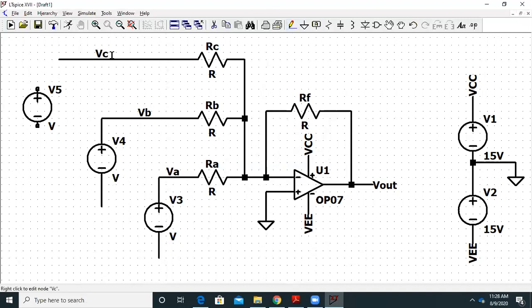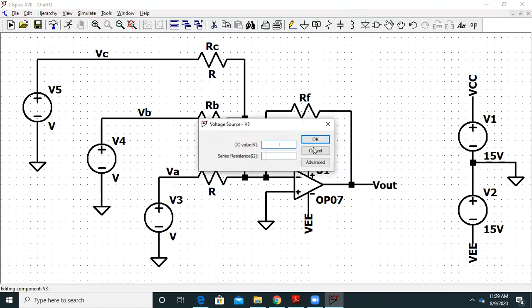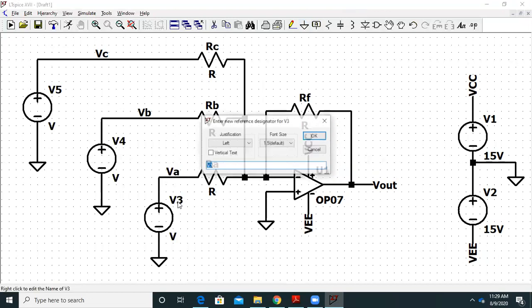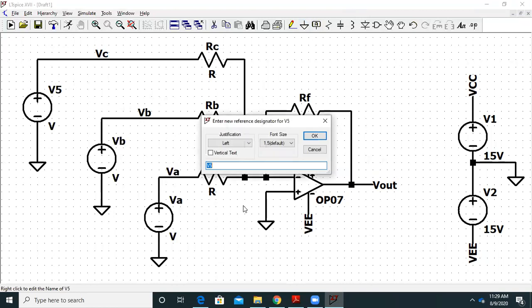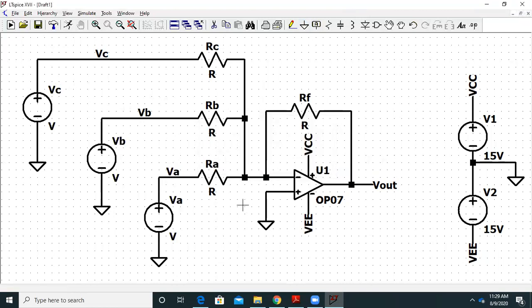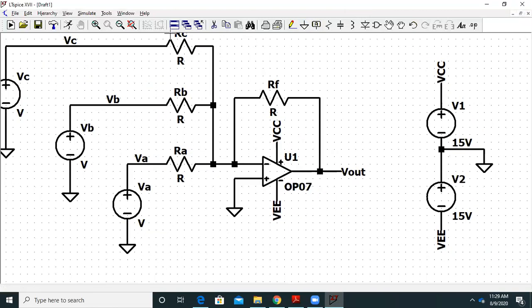So I will do the last power supply connection, that is the input source. Here is the ground for all three. Okay, so now we are ready to work. We can rename them as VA so that it looks similar, and this will be VB, and this will be VC. So our circuit is ready and ready to work.